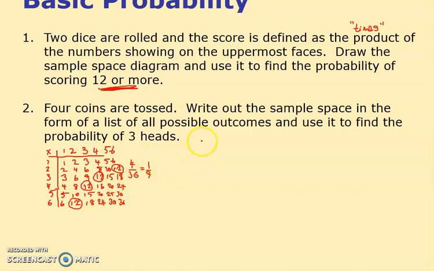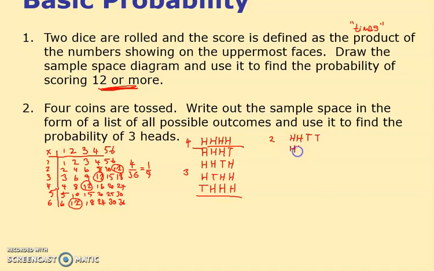Next one says 4 coins are tossed. So you can either get a head, a head, a head, a head. Or you could get one tail. So I'm going to write head, head, head, tail. But that tail could happen in different places. So it could be like this, or like this, or like there. So it's important to try to do this logically. So that's 4 heads. This is 3 heads. Now I'm going to do 2 heads. Now 2 heads is head, head, tail, tail.